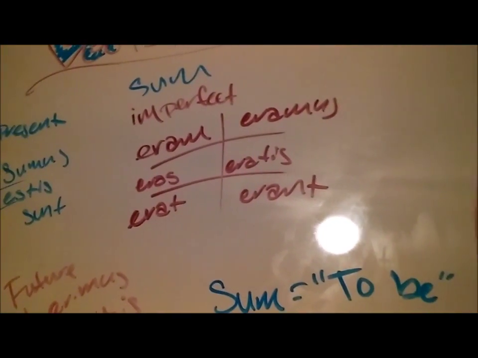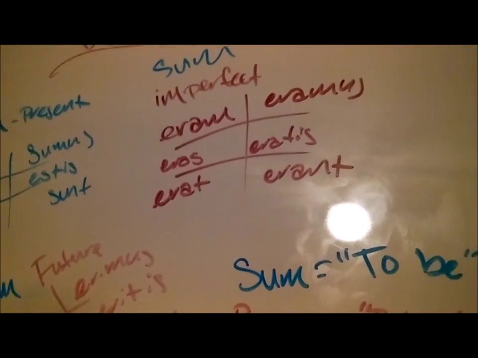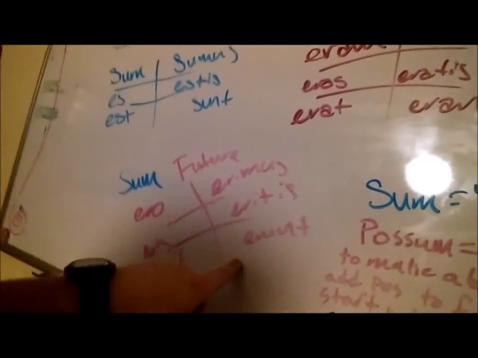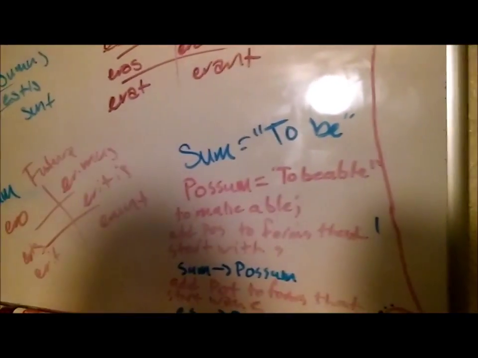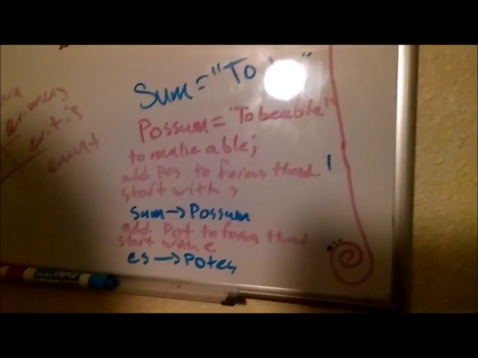For the imperfect one, we got eram, eras, erat, eramus, eratis, erant. And then for our future forms of sum, it goes ero, eris, erit, erimus, eritis, erunt. So sum, all of these mean to be. I am, or I be, you be, you should be, so on and so forth.